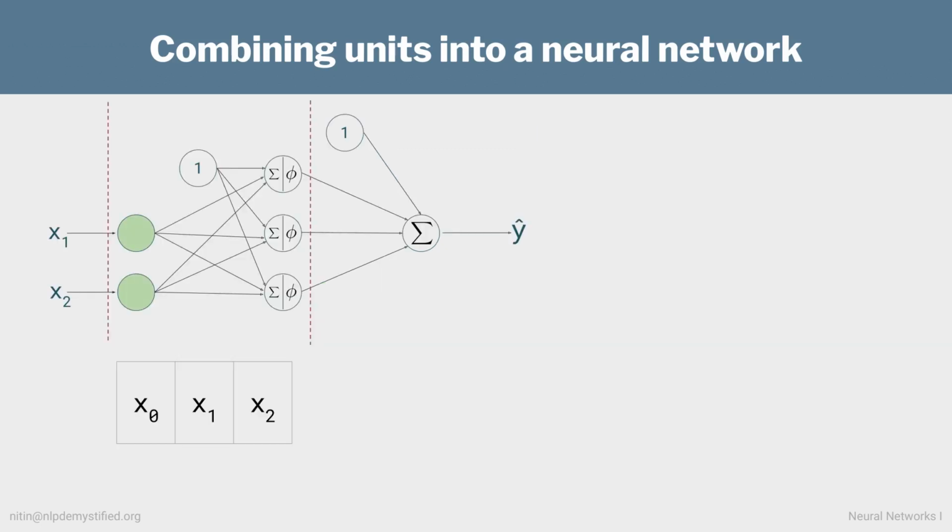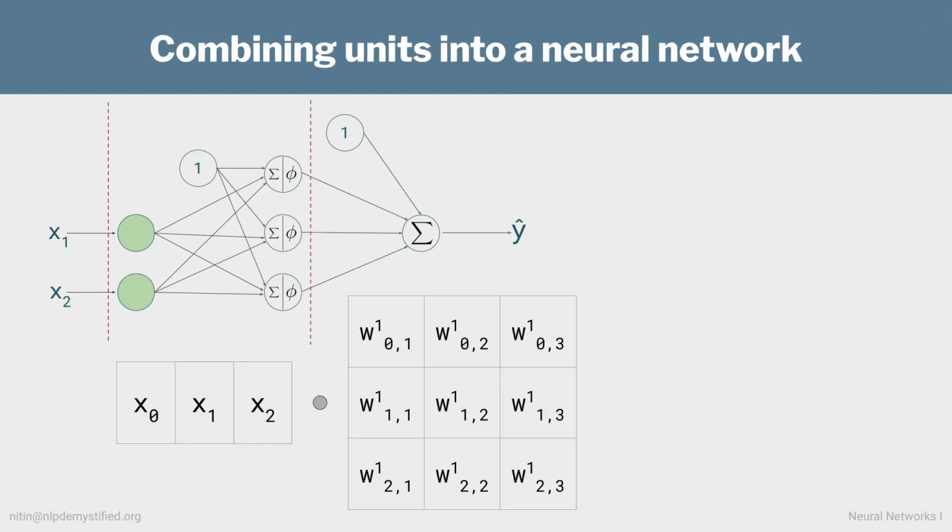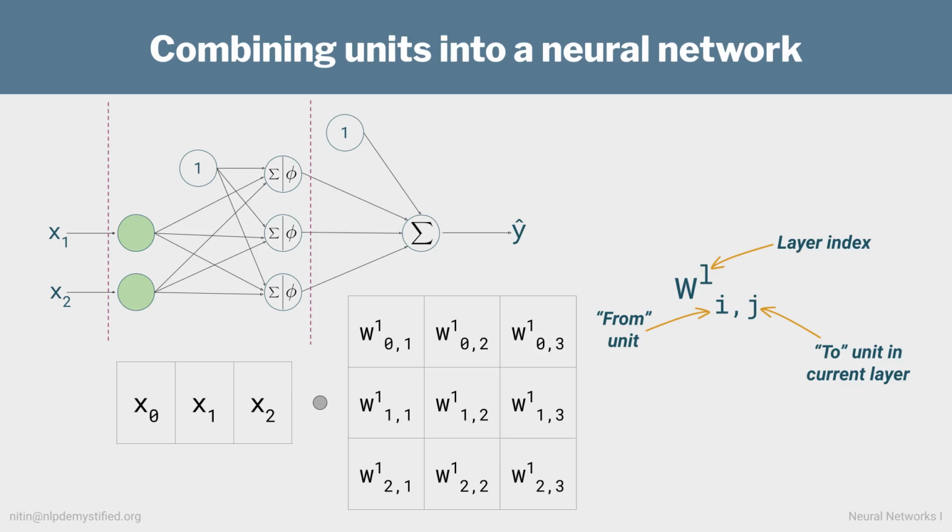With our bias notation, our feature vector for a single example would look like this, with x sub 0 representing the bias input set to a 1 constant. The weights would be a 3 by 3 matrix because there are 9 weights between the input and hidden layers. Some clarification on the notation here. The superscript W^L represents the layer index. In this case, all the weights belong to the first hidden layer, so the layer index L is 1.